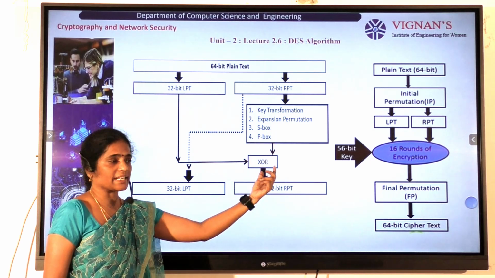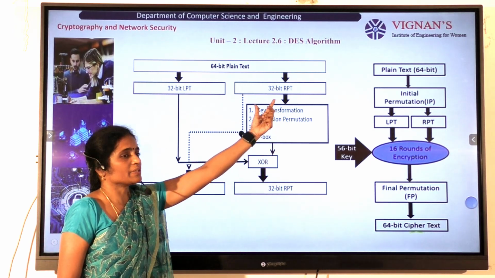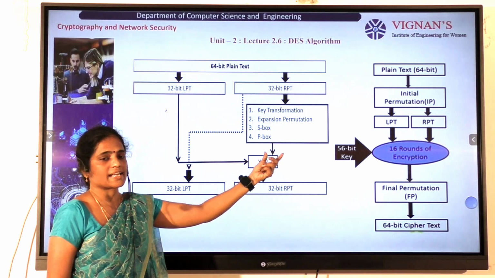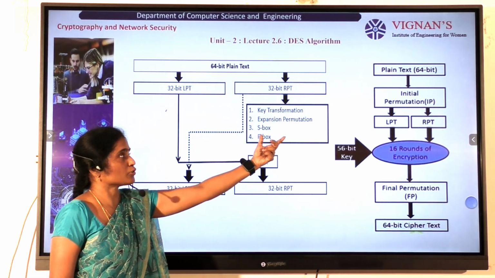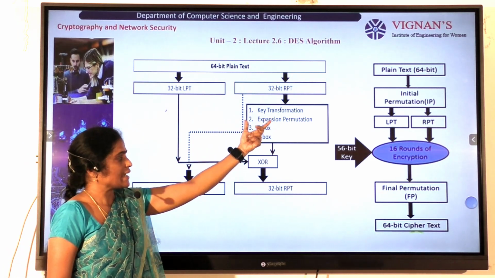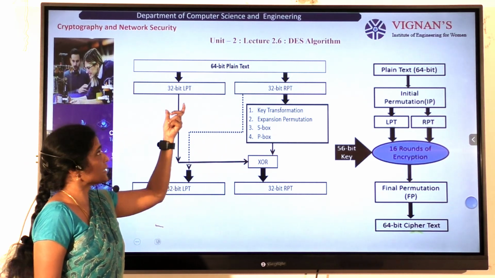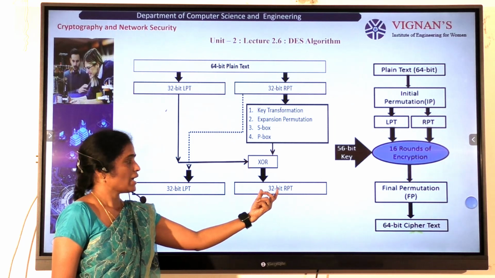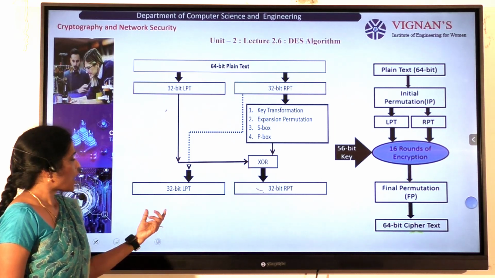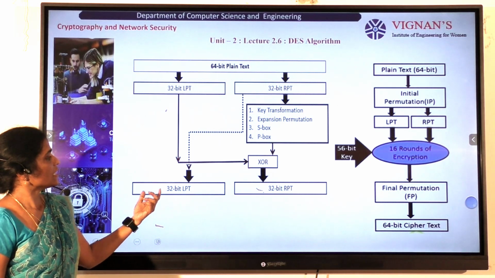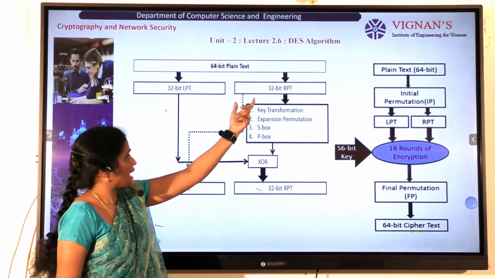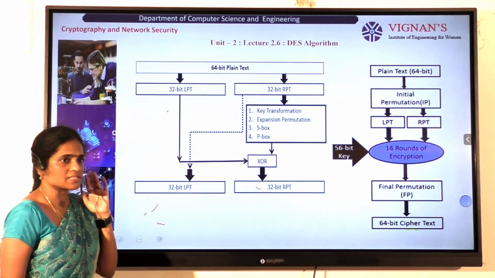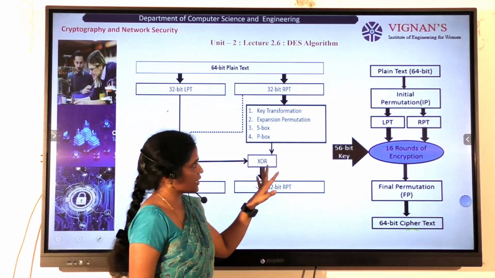This 32-bit encrypted RPT data and the 32-bit LPT data will both be XORed. XOR means we do the XOR operation of this 32-bit with this 32-bit, so the encrypted RPT 32-bit is XORed with the 32-bit LPT data. Finally, the output we get after the XOR operation is stored in this 32-bit RPT text. How do we get this 32-bit LPT text? The 32-bit RPT is directly taken as the 32-bit LPT here, meaning we are just exchanging the data bits.